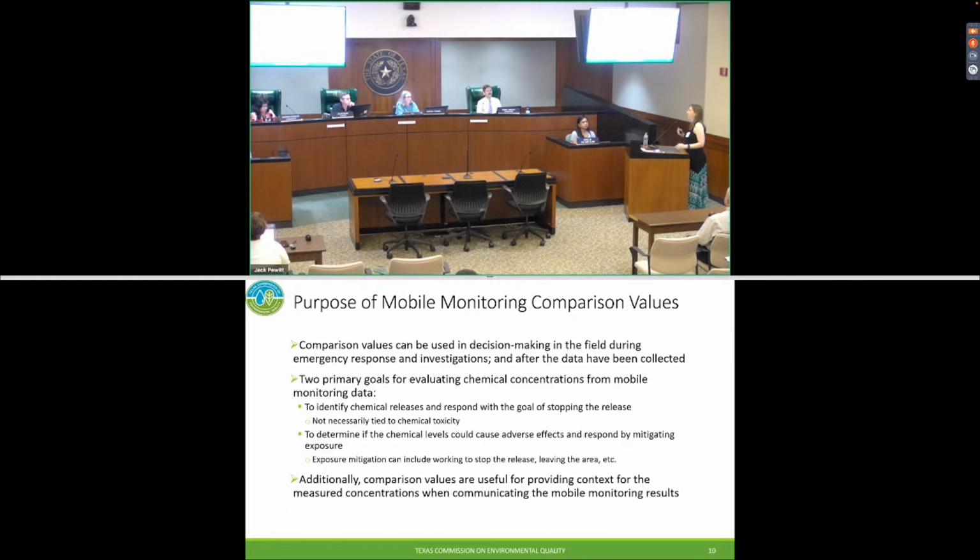And as part of that, we needed to figure out what we were going to use them for. And so the mobile monitoring comparison values I'm going to talk about are directed primarily towards our own staff so that they can use these values in the field to help make decisions. And so there were two primary purposes for these comparison values. One was to identify releases. So we needed a number that would tell us if there was some sort of a chemical release going or not.